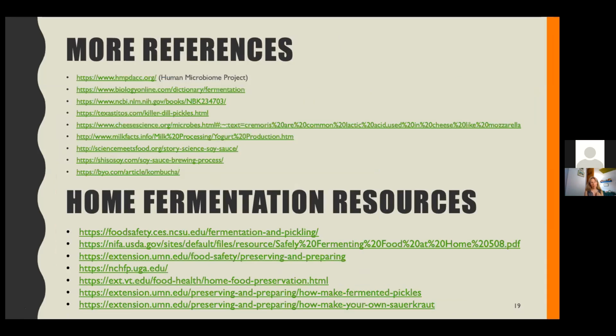And these are just some more references, some things that I referenced in discussion of these things. And at the bottom here, there are more home fermentation resources if you want to get into your own pickling, your own preserving. These are all from university extension resources, so they're reputable. If you want to go off on your own and find more things, please feel free, but these are definitely good, reputable places to start.